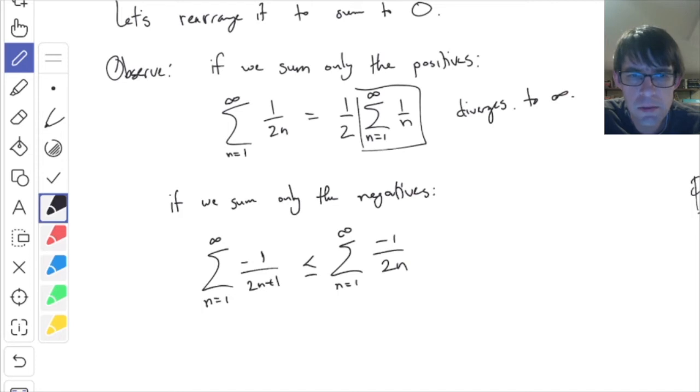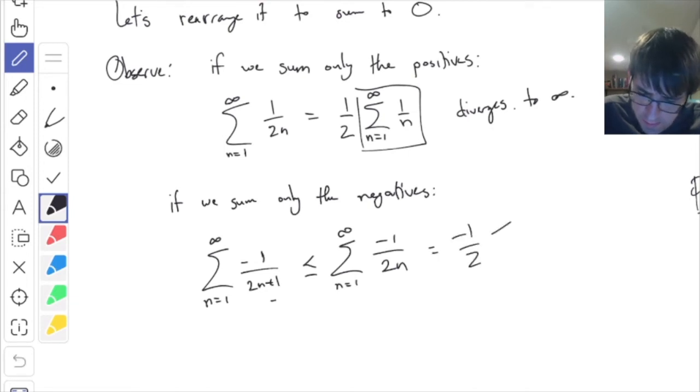I made the denominator bigger, which makes the fraction bigger, but it's negative, so it becomes less negative. What? I'm confusing myself with the denominators. Yeah, I think this is right. Anyway, this diverges also. That's what I'm trying to say. You can factor this out. This also diverges, but this time to minus infinity, right?